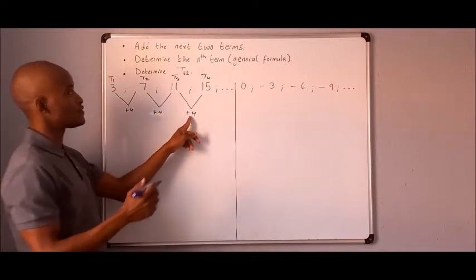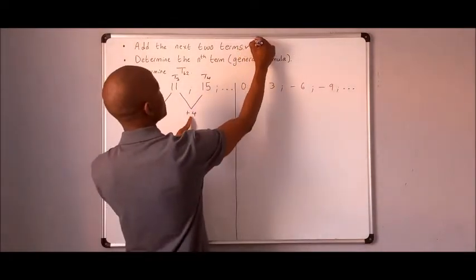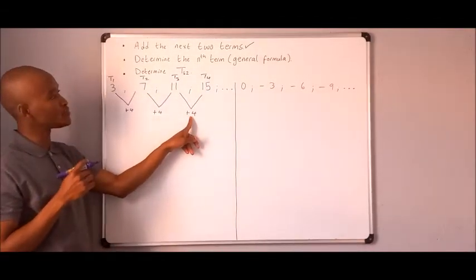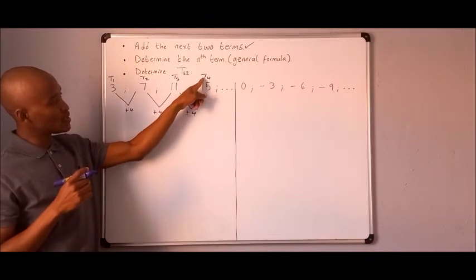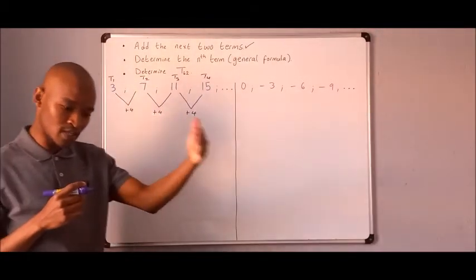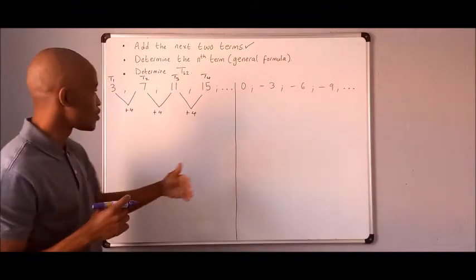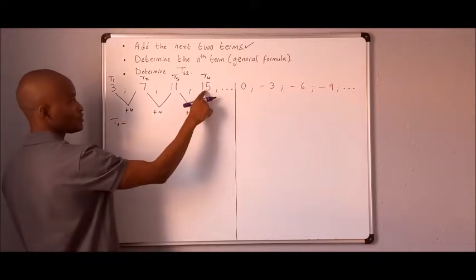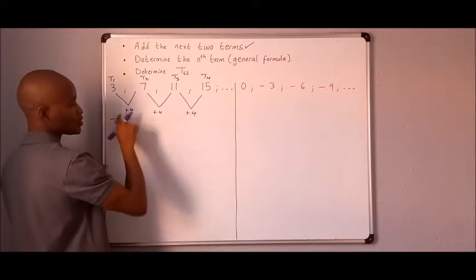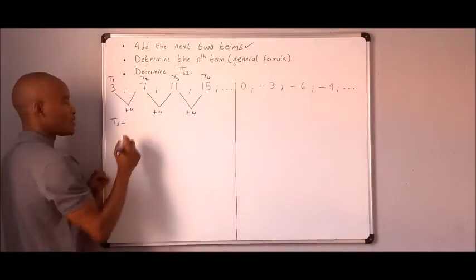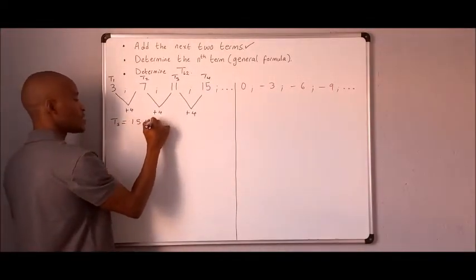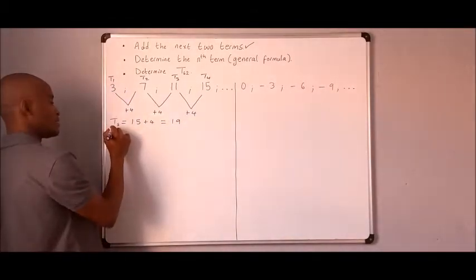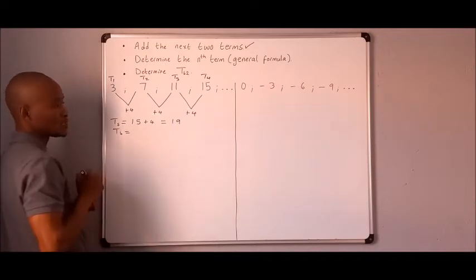Let's do the first part of what we need to answer here. The first question asks for the next two terms. The last term given here is term 4, so the next two terms will be term 5 and term 6. Term 5 will be what? We are at 15, and according to our investigation we are adding 4 each time. So it will be 15 plus 4, which is 19.